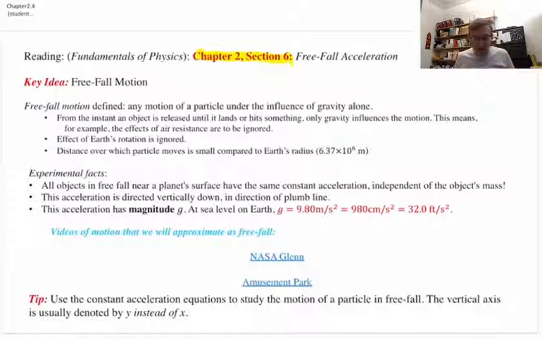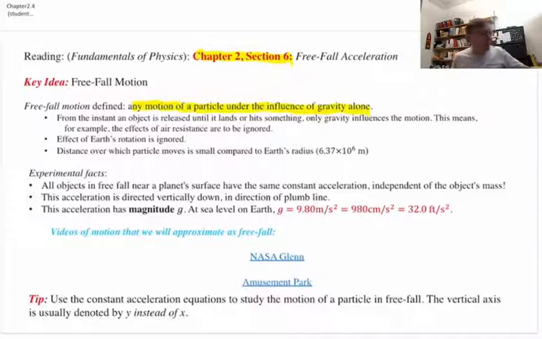Okay, so let's get the key ideas for free fall motion. First of all, what are the assumptions? What are the underlying conditions that make up free fall motion? That's what I mean by free fall motion defined. We mean any motion of a particle under the influence of gravity alone.